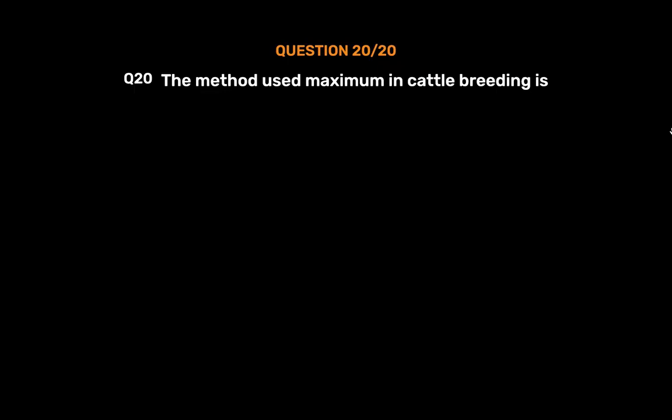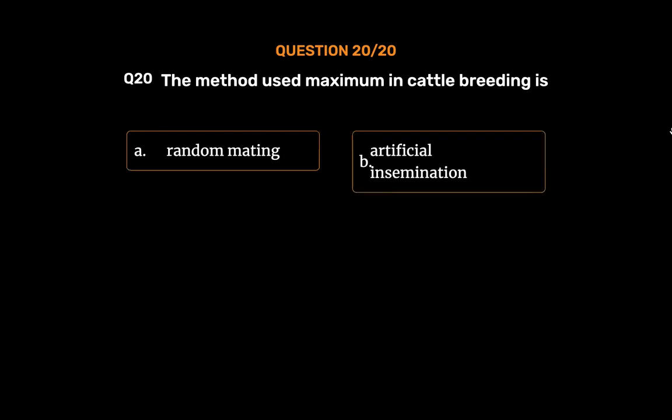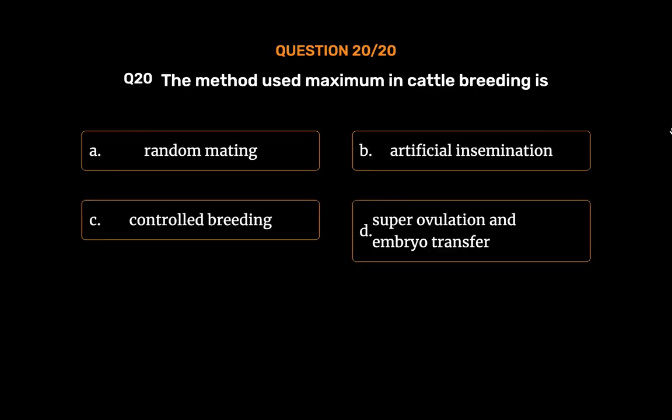Question number 20. The method used maximum in cattle breeding is Option A. Random mating. Option B. Artificial insemination. Option C. Controlled breeding. Option D. Superovulation and embryo transfer. The correct answer is Option D.